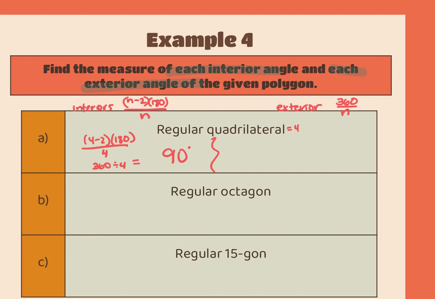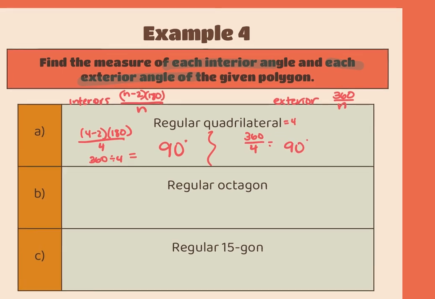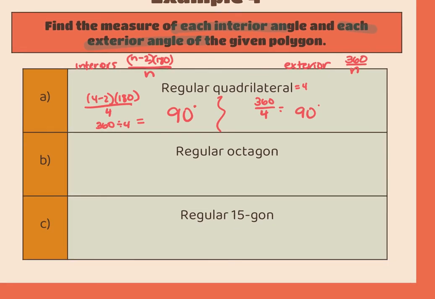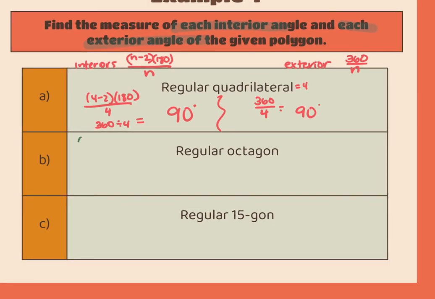And then for the exterior, it would just be 360 divided by 4, which is also 90 degrees. So it's the only time it's going to be the same. A regular octagon would be 8. So 8 minus 2 times 180 over 8. I get 6 times 180 over 8.